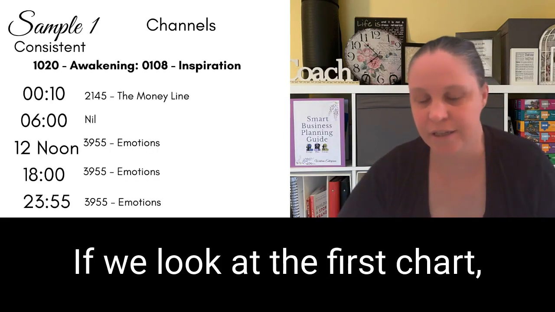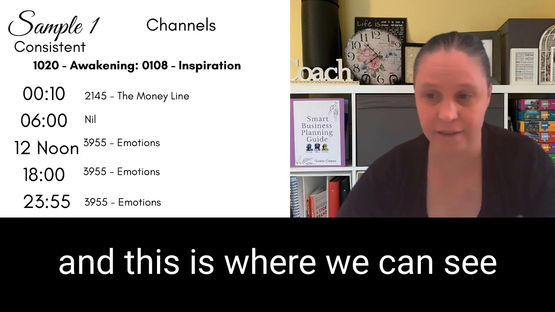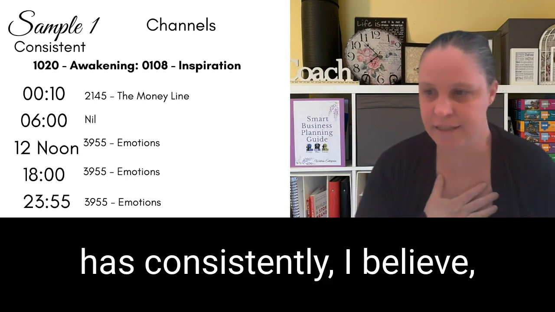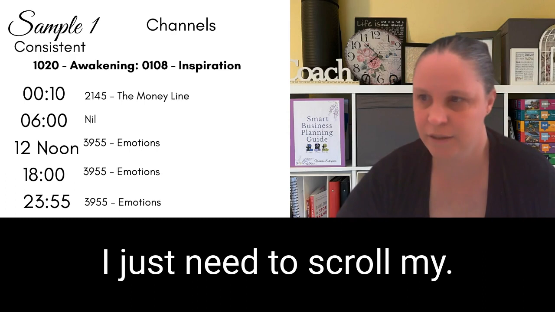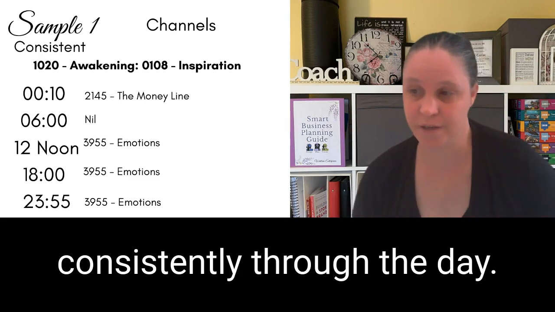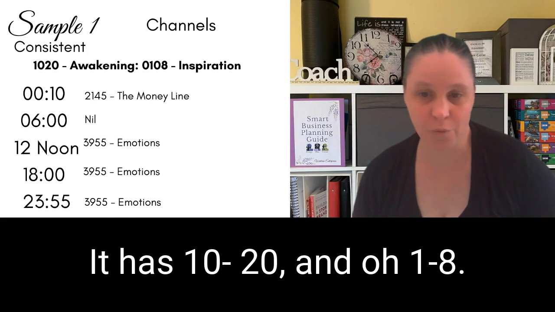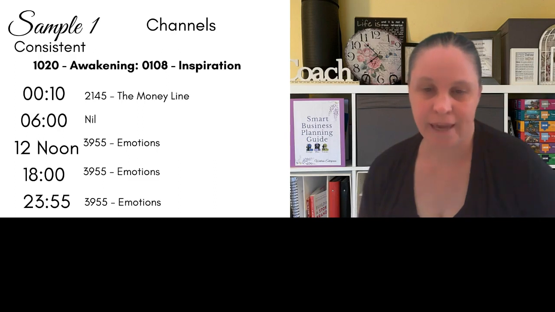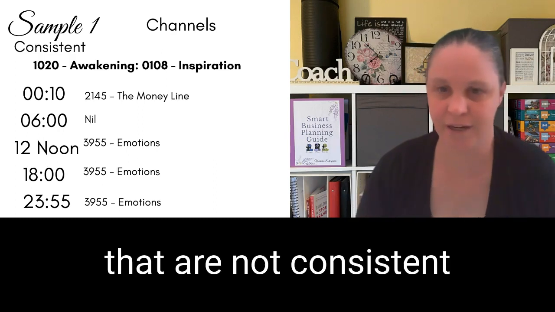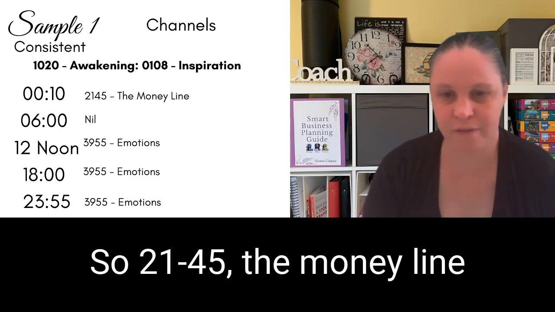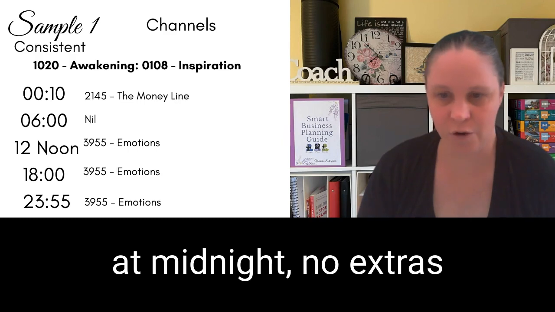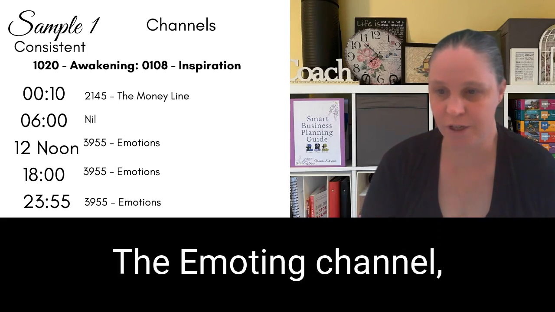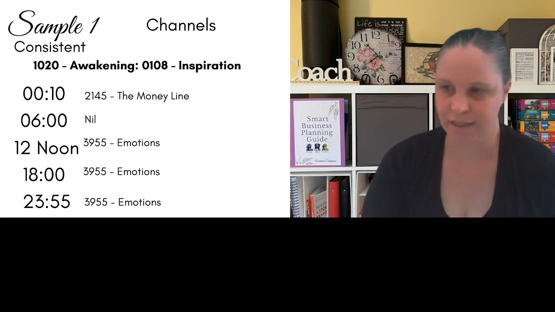If we look at the first chart, this is where we can see what are the commonalities throughout the day. So even sample number 1 has consistently, I believe, I just need to scroll, consistently through the day, it has 10-20 and 01-08. So awakening and inspiration, those 2 channels are there consistently. It then has 3 channels that are not consistent through the day. So 21-45, the money line at midnight, no extras at 6 a.m. At midday, we have 39-55, the emoting channel. It's still there at 6 p.m.